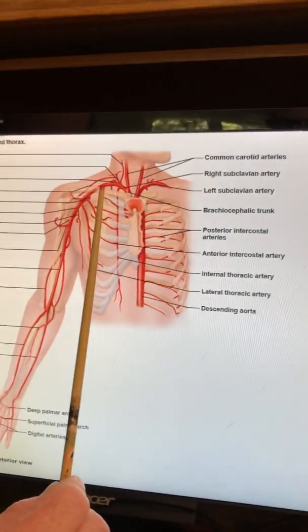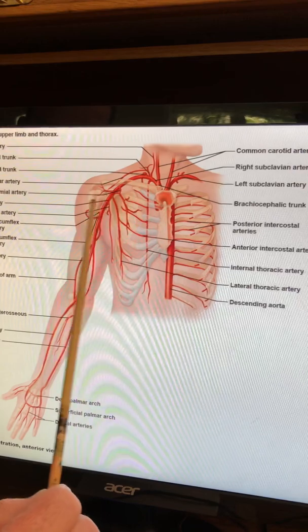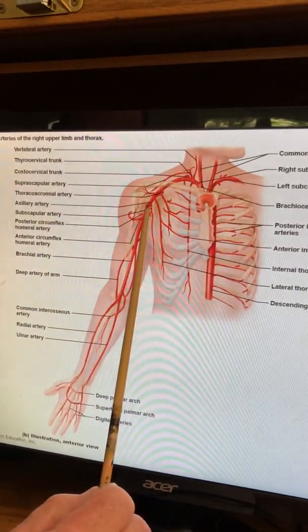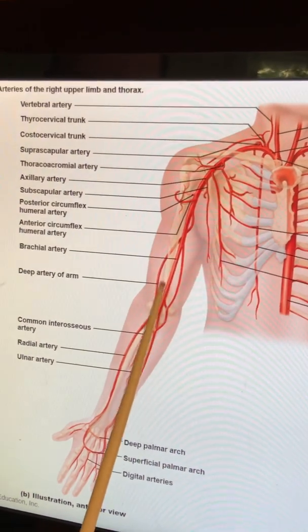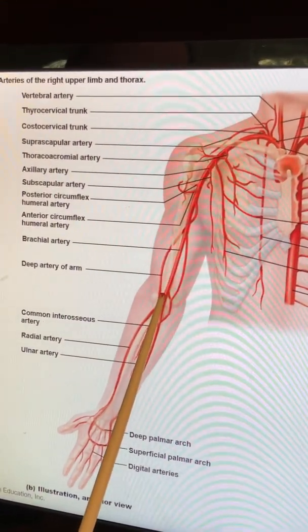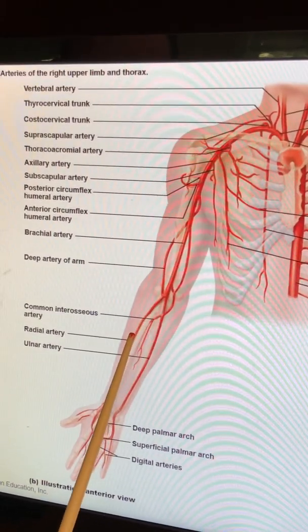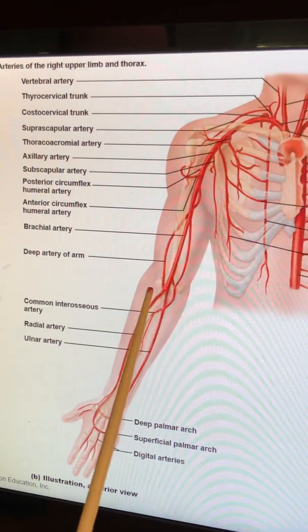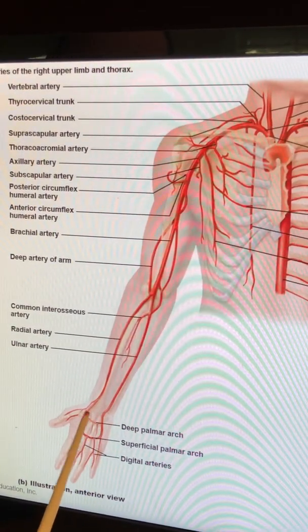This would be the right subclavian artery. As you get closer here to the armpit, that would be the axillary artery. Then the main branch that goes down the humerus is called the brachial artery. Then it has a chance to bifurcate here. Down the thumb side, it's going to be the radial artery, which will bring you down to the wrist. And on the pinky side, it's called the ulnar artery, which would bring you to the wrist.